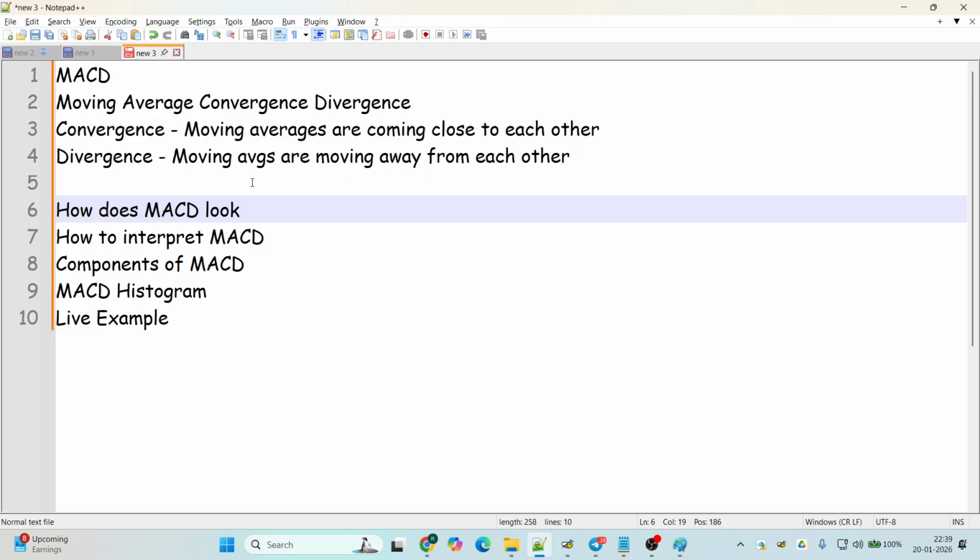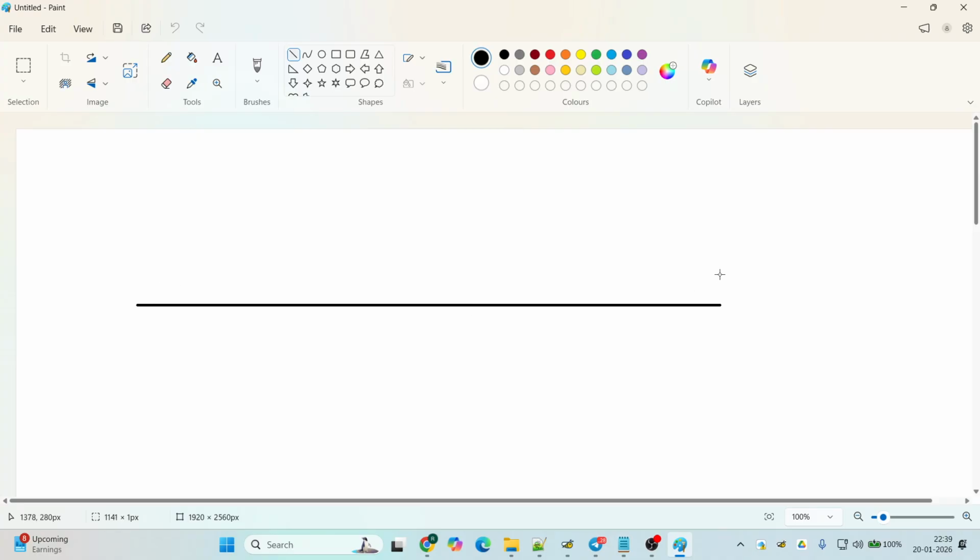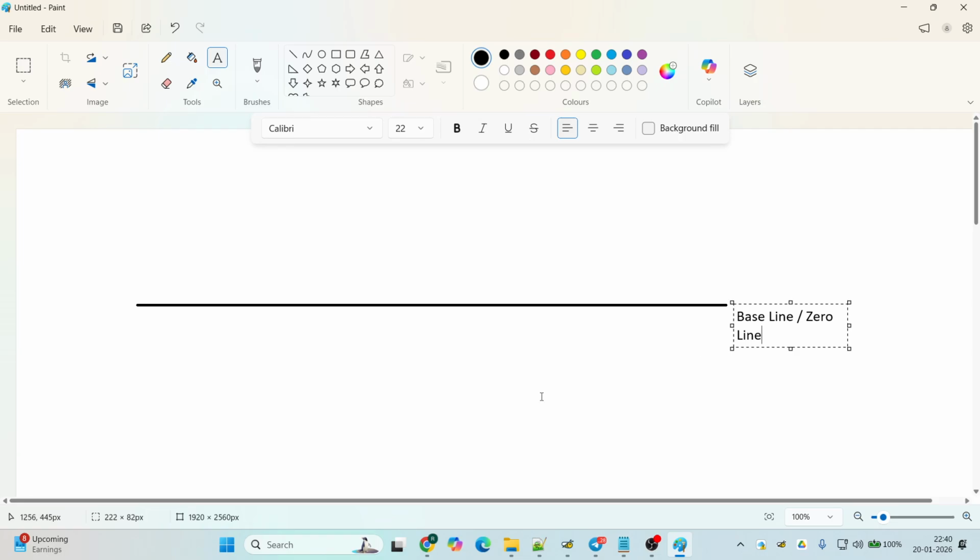Before I take you to the chart, I'll show you with an example how an MACD looks. Please watch carefully, guys. This is called the baseline or zero line. Also, just give me 1 minute.